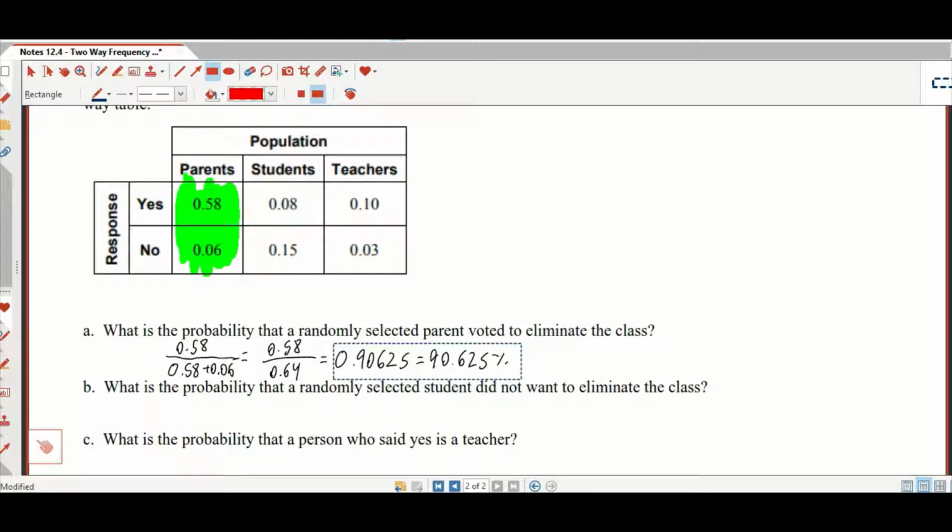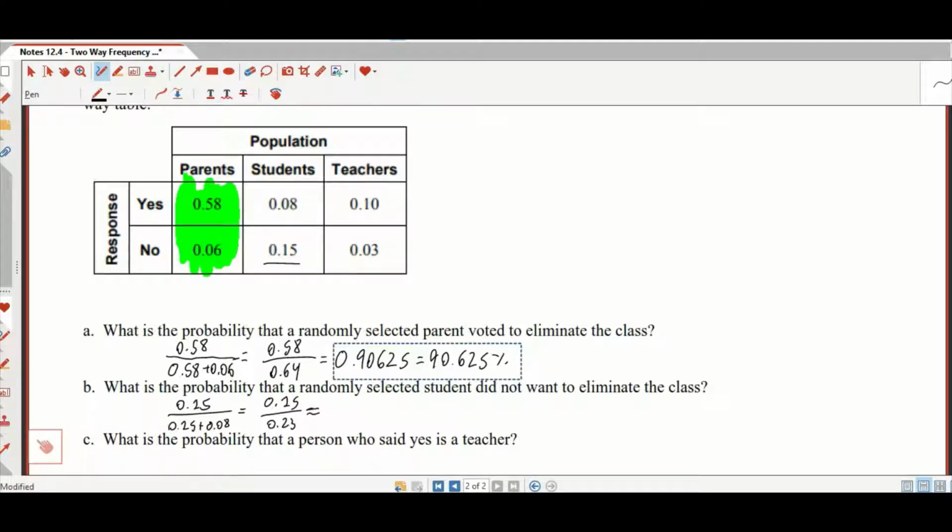What's the probability that a randomly selected student did not want to eliminate the class? So again, how many didn't? 0.15. So 0.15 of the people were students who didn't want to eliminate the class. And we're going to divide that by the total probabilities associated with students. So 0.15 plus 0.08 is 0.23. So 0.15 out of 0.23. We're going to have to approximate that, people, because it's not going to be nice.